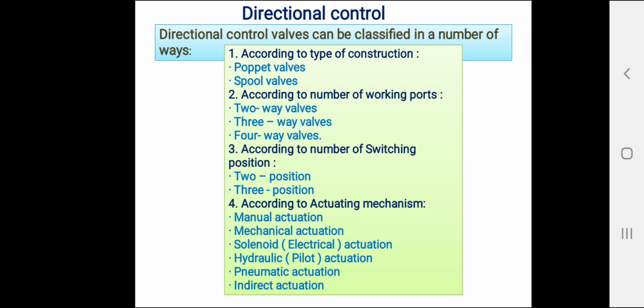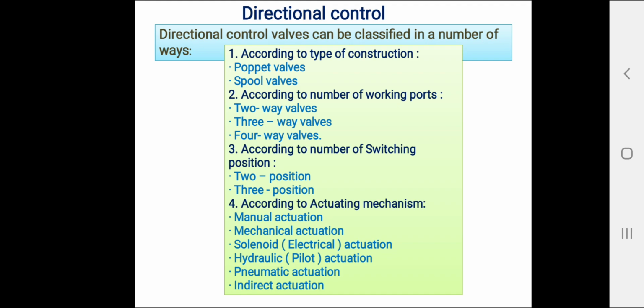Direction control valves can be classified in a number of ways. First is according to type of construction: poppet valves and spool valves. Then 2-way valves, 3-way valves, and 4-way valves according to the number of working ports. Then according to number of switching positions, 2 position valves and 3 position valves.